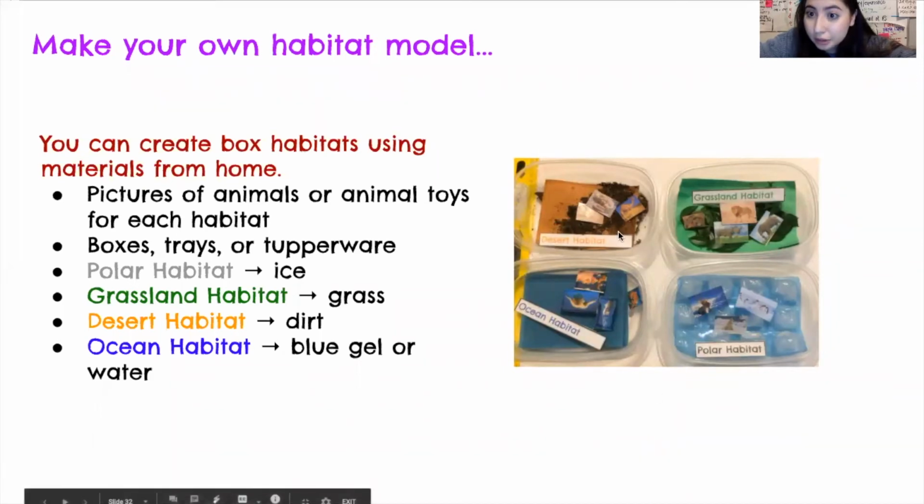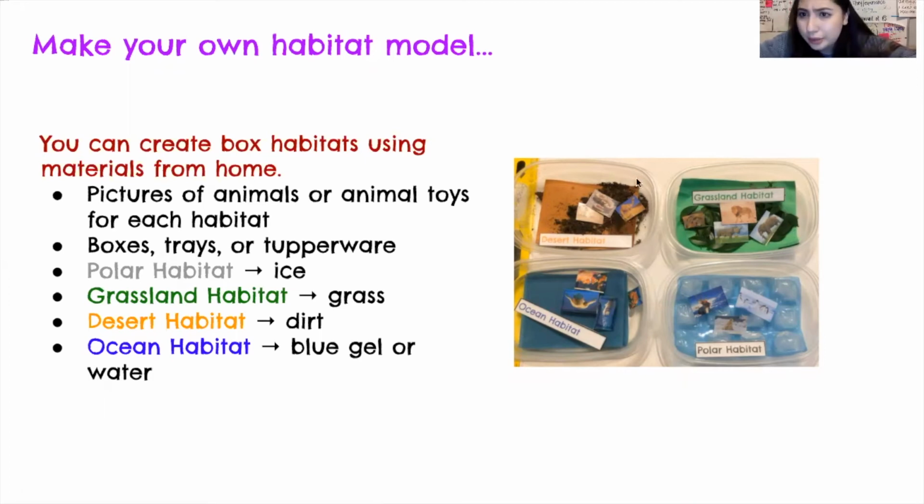You'll see in my example here that I've used pictures of animals, but if I wanted to, I could draw the animals or I could use real animals too. Not real animals, animal toys. But we know that we need boxes or trays or Tupperware. I use Tupperware here to put my habitat in. And I use materials from my home to make these habitats.